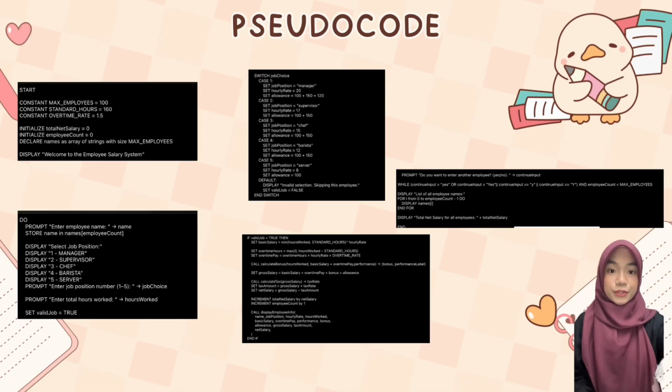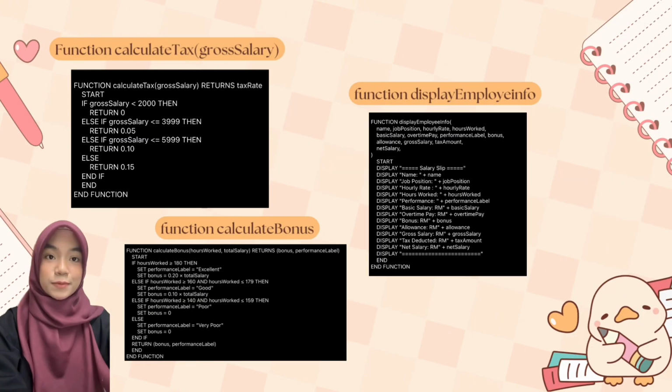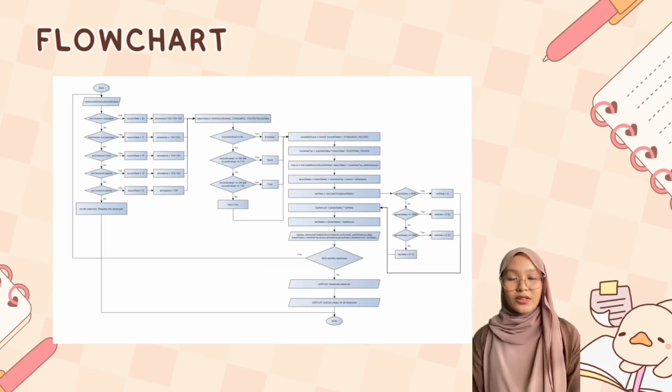Here is the procedure code for our project. In this procedure code, there is a function calculate tax, a function calculate bonus, and a function display employee info. The flowchart begins with a start symbol indicating the beginning of the program. It then prompts the user to enter their name, job position, and the number of hours worked. Based on the job selected, the program automatically follows a specific path to assign the correct hourly rate and allowance.